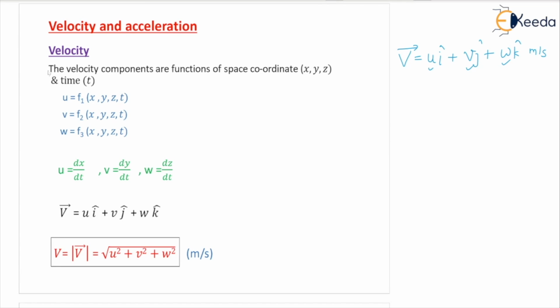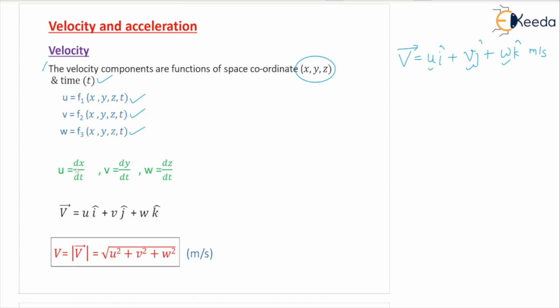So now look at this velocity. The velocity components are functions of space coordinates x, y, z and time t. So u, v, w, the three components can be written as u is a function of x, y, z, t, v is another function of x, y, z, t, and w is another function of x, y, z, t. So what is u actually? u is the velocity in x direction.